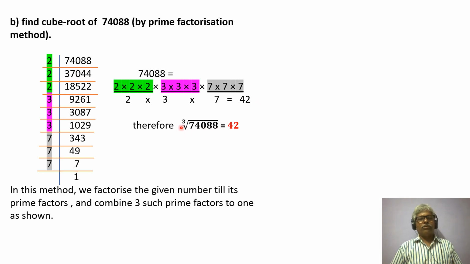That is, cube root of 74088 is 42. In this method, we factorize the given number till its prime factors and combine three such prime factors into one as shown here. So after a little practice, this will be very easy for you. So go for it.